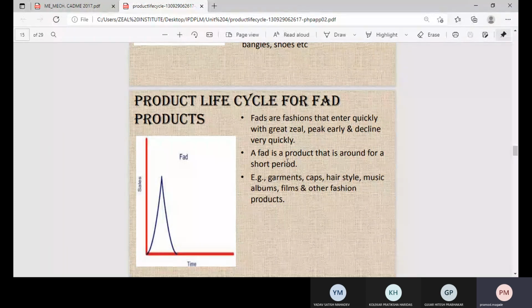Correct? Fad is the product that is around for the short period, as like garments, cap styles, hairstyles, music albums, films, and other fashionable products. In case of the industry, such kind of the things are not available generally, because whatever we are developing that are for long time. So this is about the fad. You can write or draw the graph only. It indicates everything.